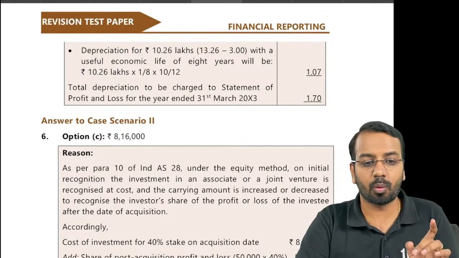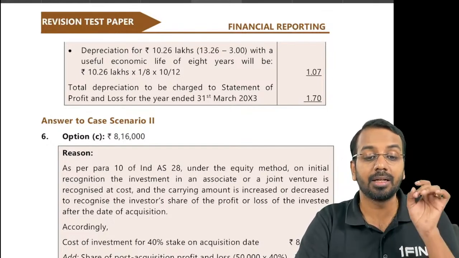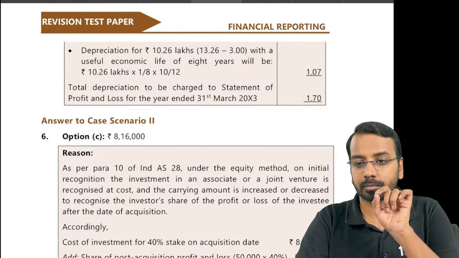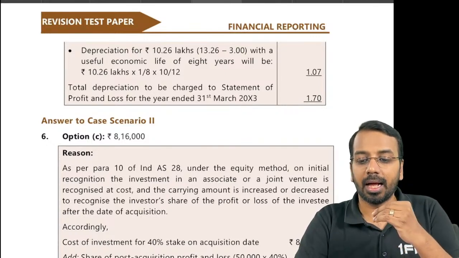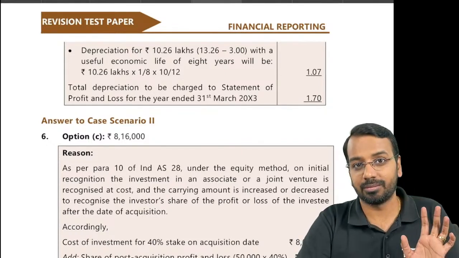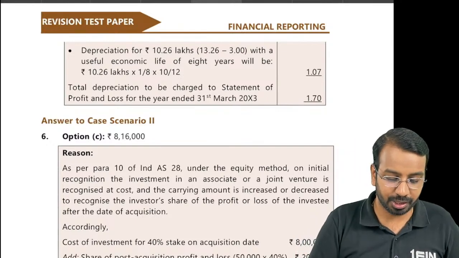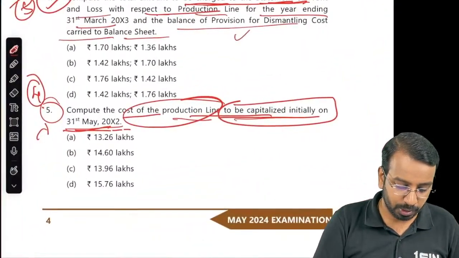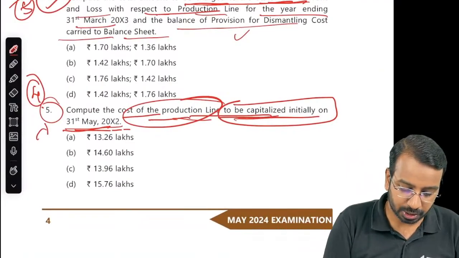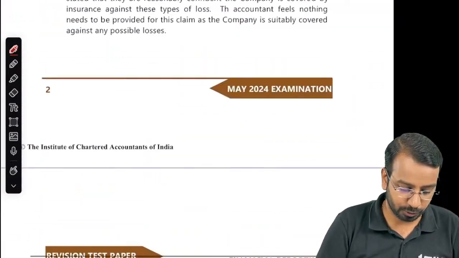So what I suggest to all of you is that you should try to do it in as quick and dirty a manner as possible. No need to beautify your answer sheet. You can do it as quickly as possible. Now, what they have asked us: cost of production line to be capitalized initially. So let's come back to the question.